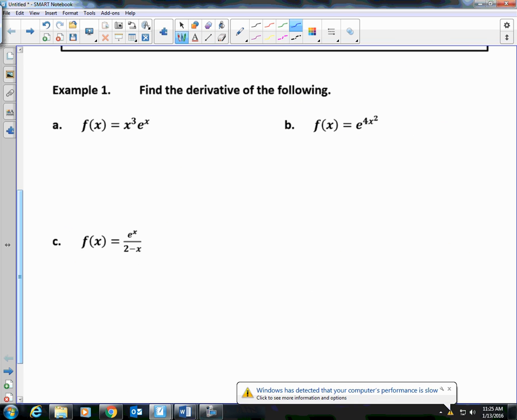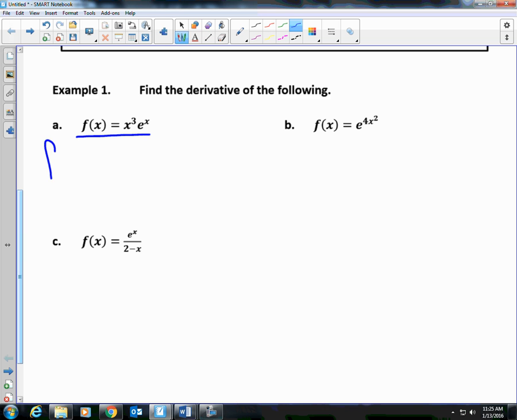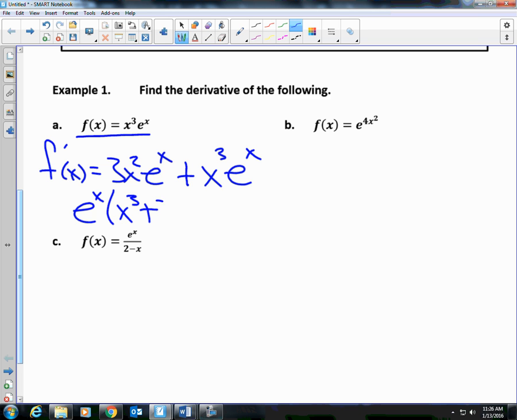Find the derivative of the following. What rule do you think we use to find that derivative? Product rule. And so the derivative of the first part is 3x squared times e to the x plus x to the third times, what is the derivative of e to the x? E to the x. You can leave it like that, you're done. If you'd like to, you can factor out the e to the x and write x to the third plus 3x squared.